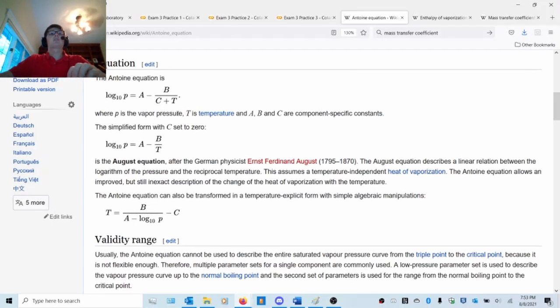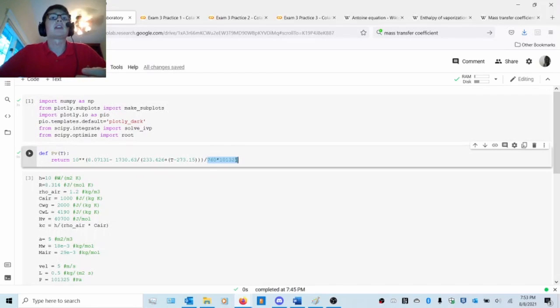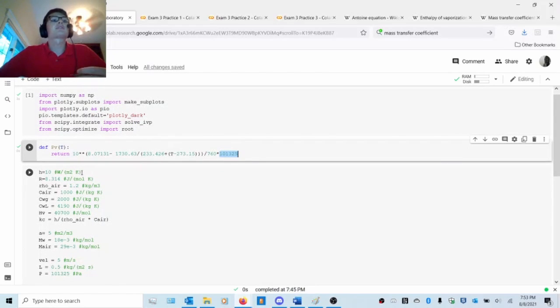So what the Antoine equation gives us is the vapor pressure at a certain temperature. And so I just brought in those and all the different constants. And then at the end, I converted it to pascals. So that's what this is doing back here at the end. So then we'll go through some of the constants.